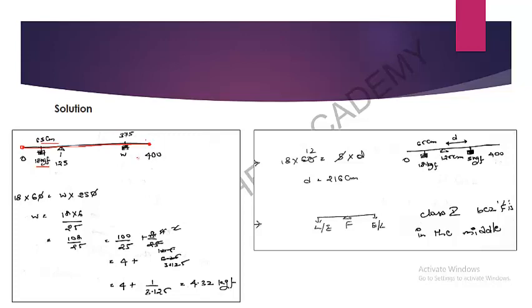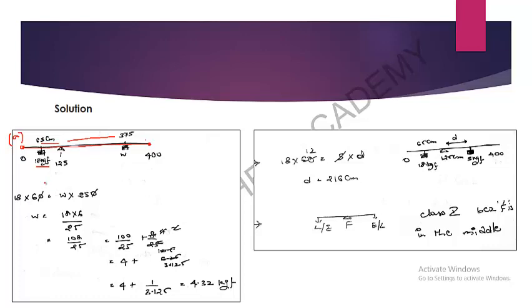And then there is another weight, that is W, which is suspended at 250 centimeters from the fulcrum. That is the A part of the question. Then what is the magnitude of the weight?